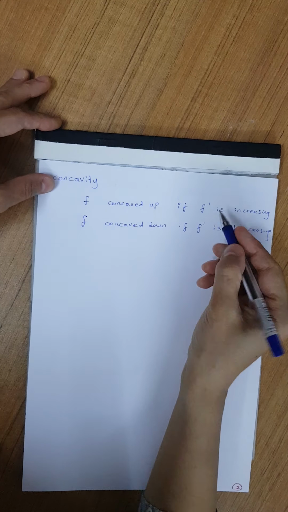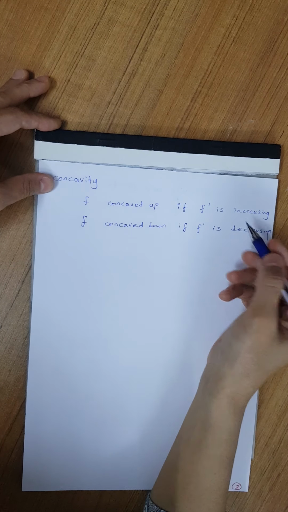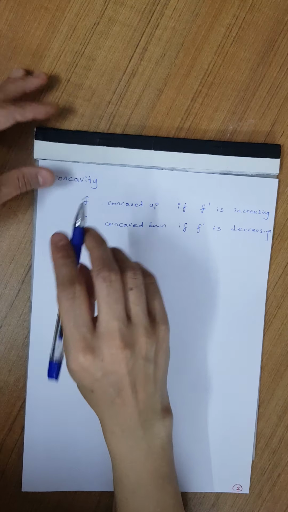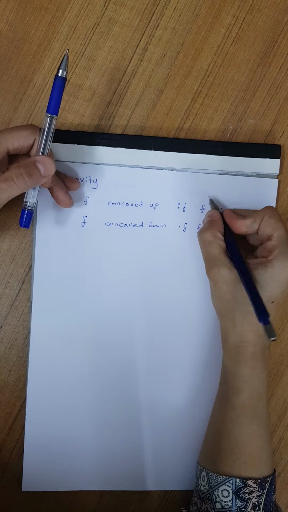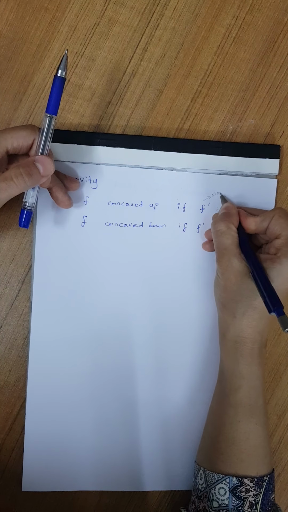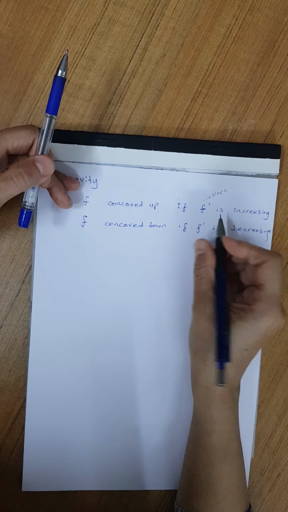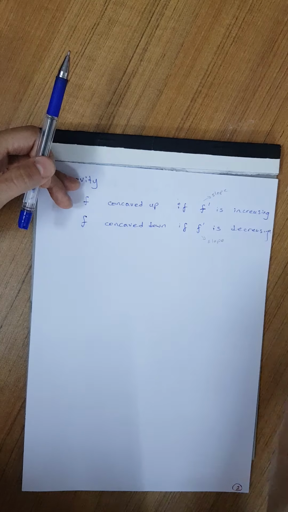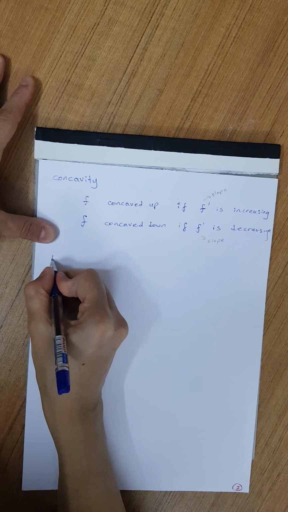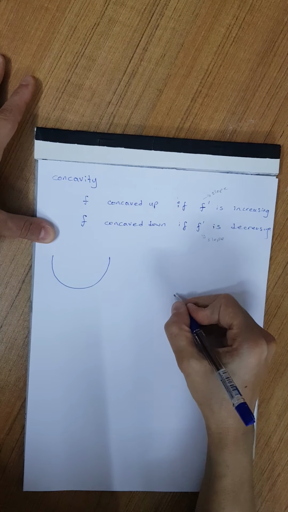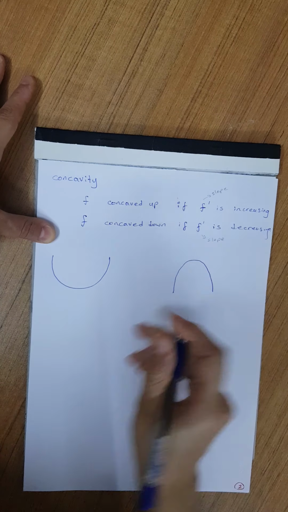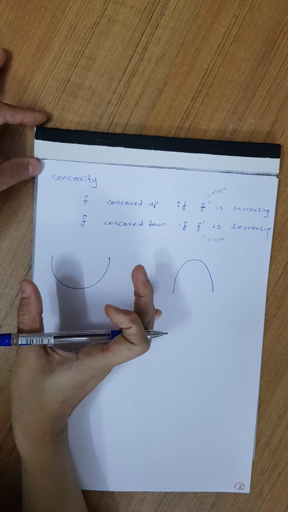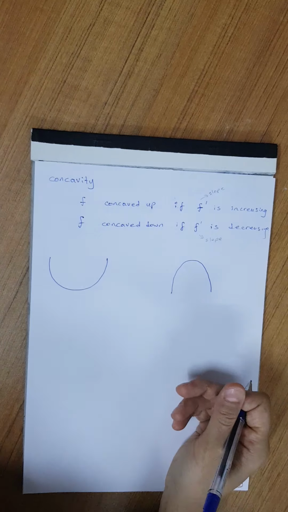What does that mean when I say f prime is increasing or f prime is decreasing? Of course, when we say f prime, that means the slope. If we say the first derivative or slope, this gives the same meaning. That means slope is increasing, and here we say that slope is decreasing. So in general, for example, this one is concave up, and that one is concave down. This one is a cup faced up, and that one is a cup faced down.